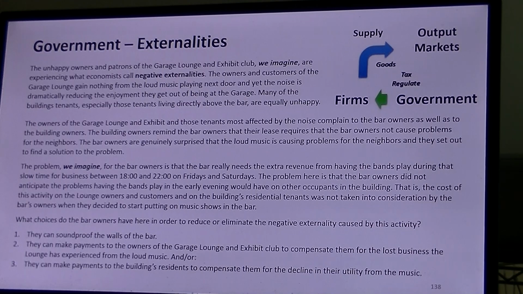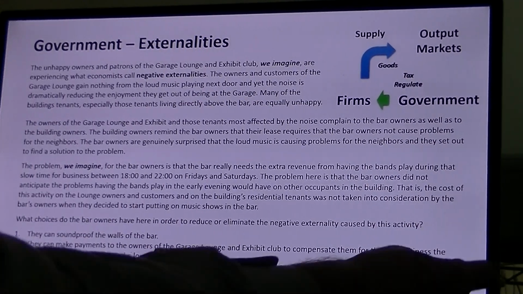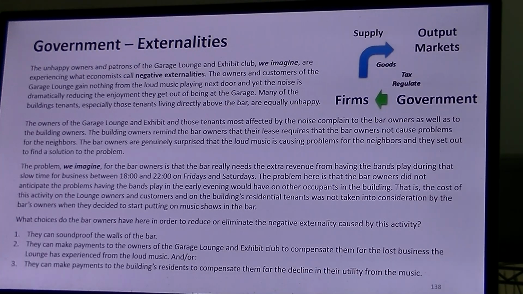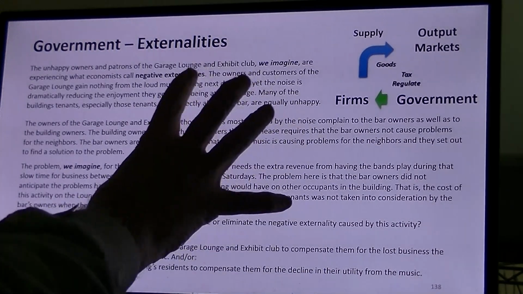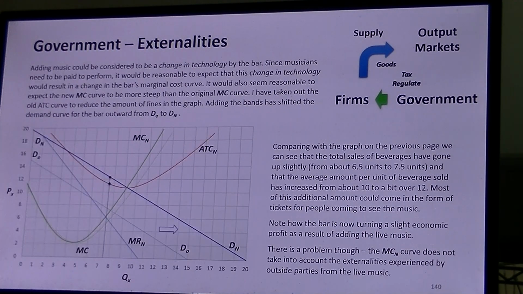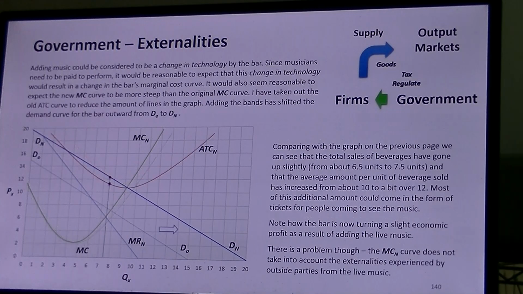So what we have here are the things that the bar owners can do. The bar owners would need, in order to keep their neighbors happy, to reduce or eliminate the negative externality. They'll still want to have the music play, and yet, we're running out of time. So I'm going to go over this at the beginning of the next lecture. We have just a little bit more here. I'm going to begin the next lecture by discussing that.